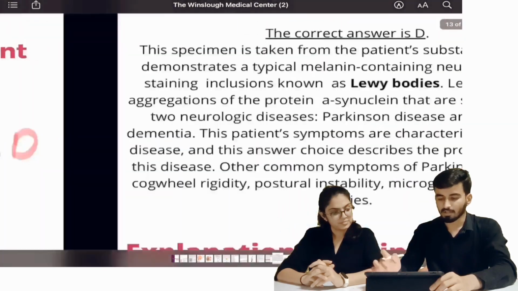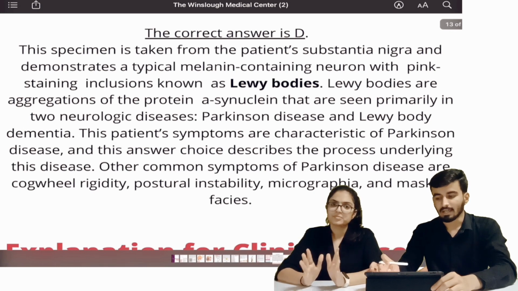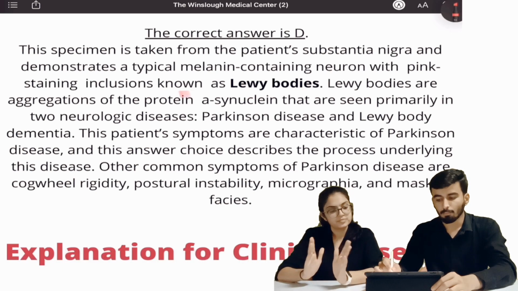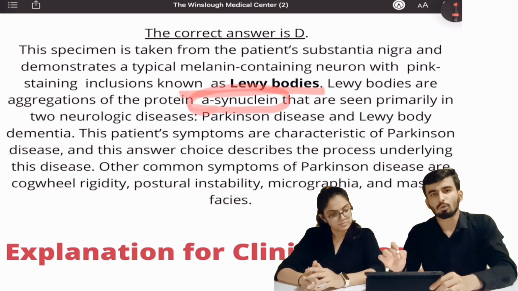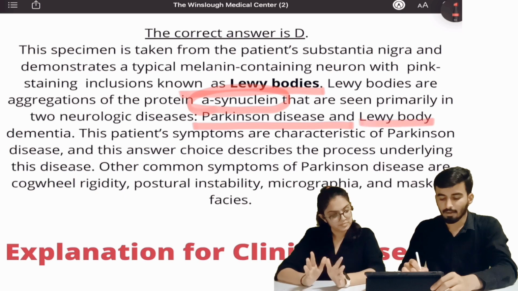So the correct answer for this case is option D, which is loss of dopaminergic neurons in this patient. And in the autopsy slide, we found a Lewy body, which is an alpha-synuclein deposit. And alpha-synuclein deposit is found in Parkinson disease and Lewy body dementia.